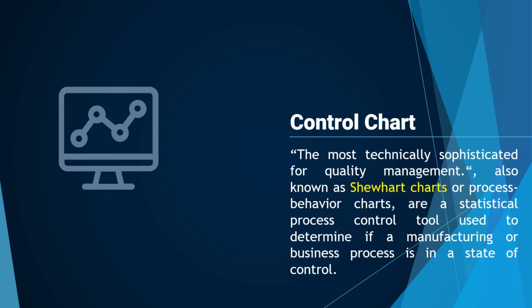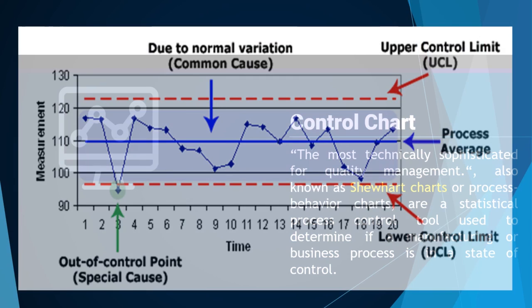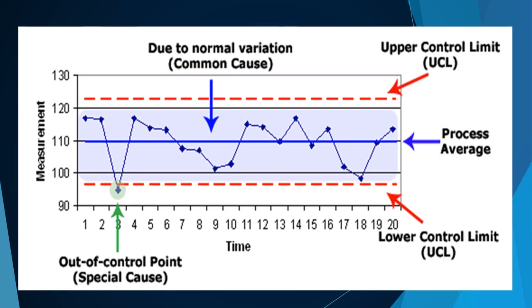Then comes the control chart. A control chart is generally used to study how a process changes over time. It compares the current data to historical control limits, leading to a conclusion about whether the process variation is consistent, that is in control, or is unpredictable, that is out of control, affected by special causes of variation. Generally the control chart has two limits, the upper control limit and the lower control limit. See here, we have the upper control limit and lower control limit.